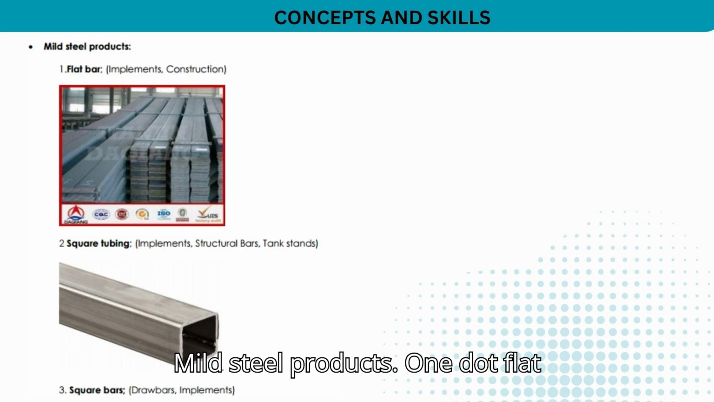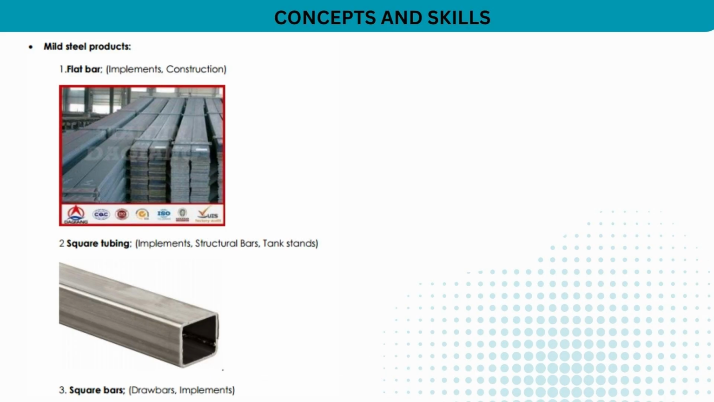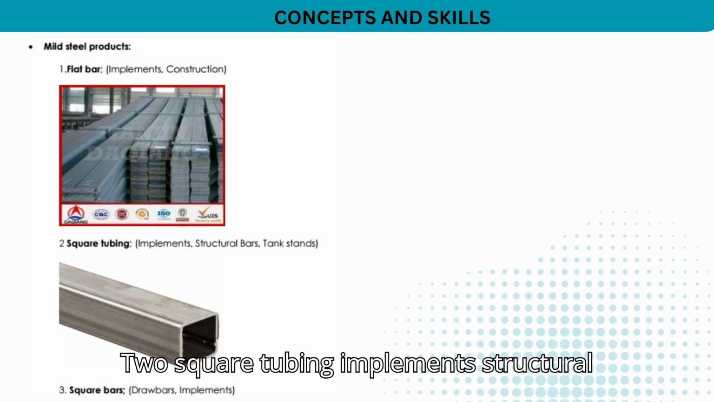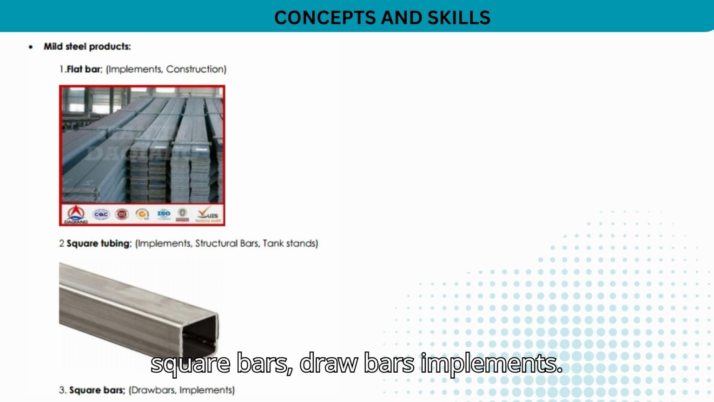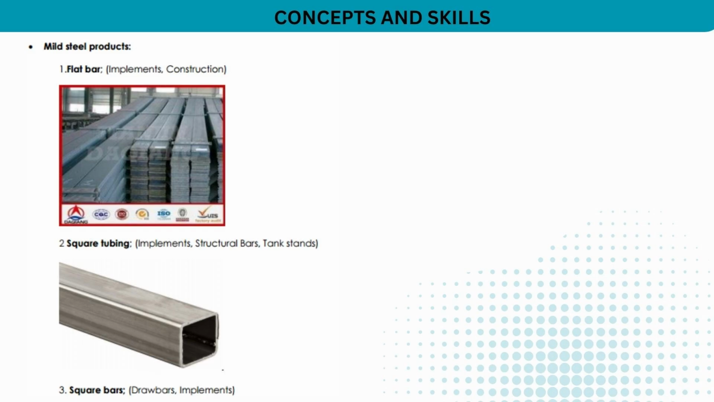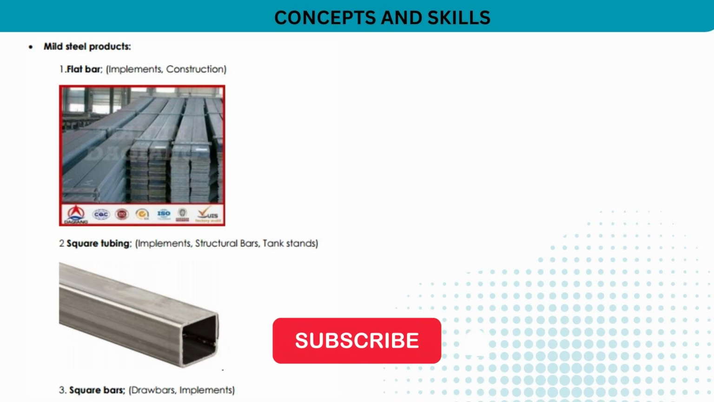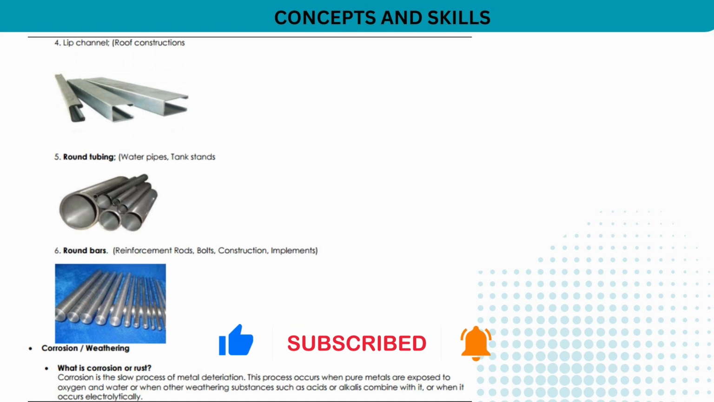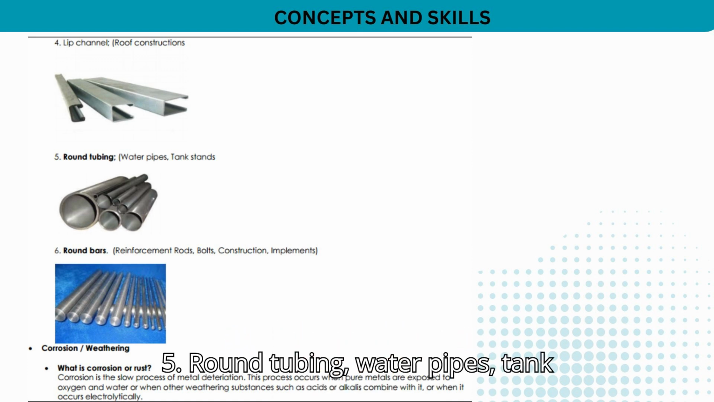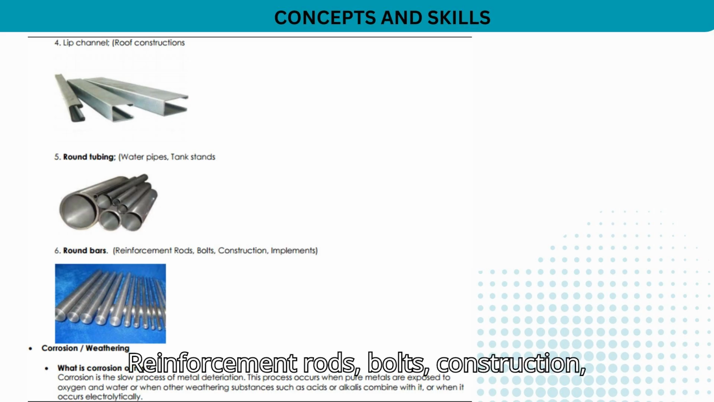Mild steel products. 1. Flat bar: implements, construction. 2. Square tubing: implements, structural bars, tank stands. 3. Square bars: drawbars, implements. 4. Lip channel: roof constructions. 5. Round tubing: water pipes, tank stands. 6. Round bars: reinforcement rods, bolts, construction, implements.